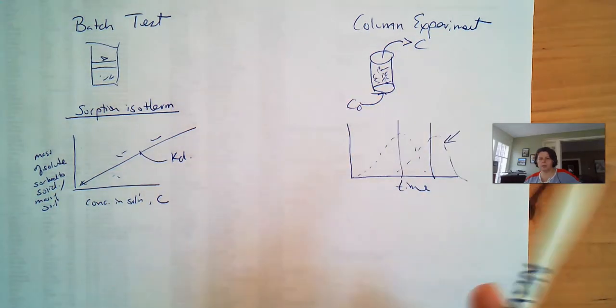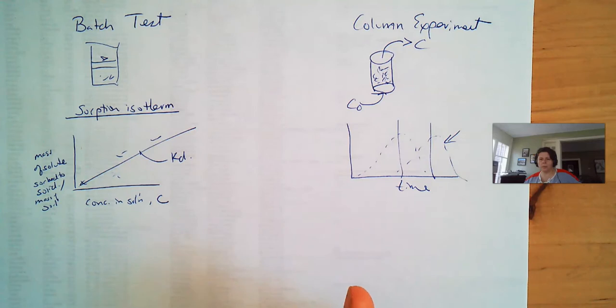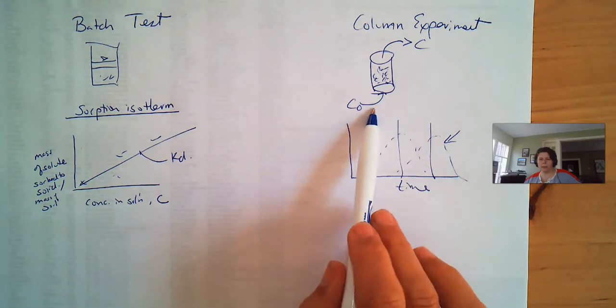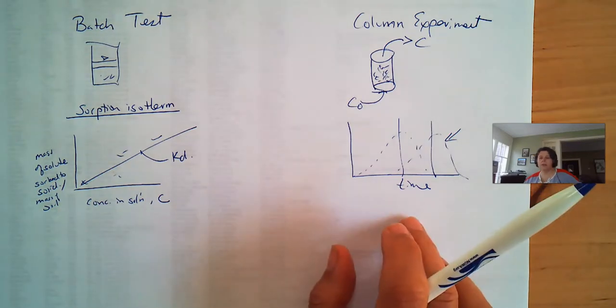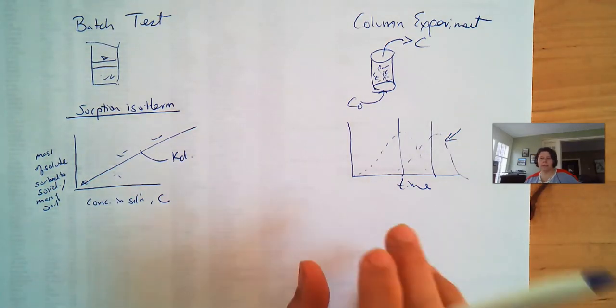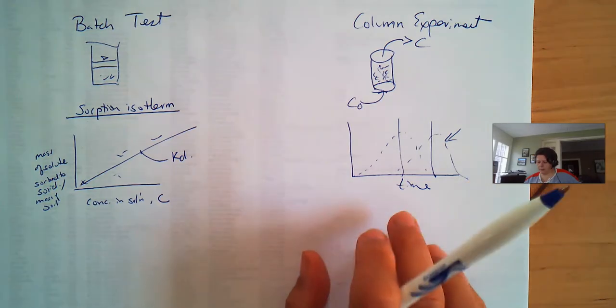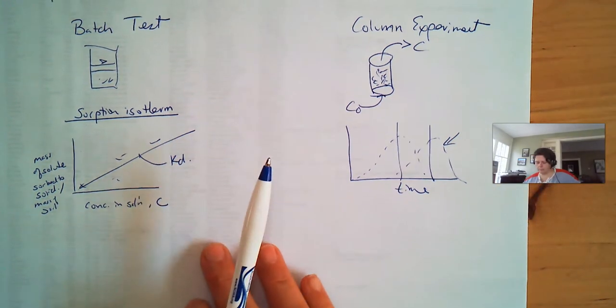Column experiments are also referred to as permeameters, so you can do permeameter tests inside of them. You put a head on here and you can change the head, so you can simulate maybe deeper down inside of a system. And so we look at breakthrough curves with these.